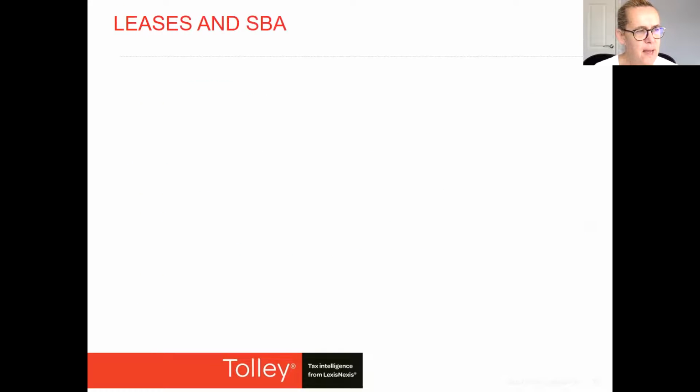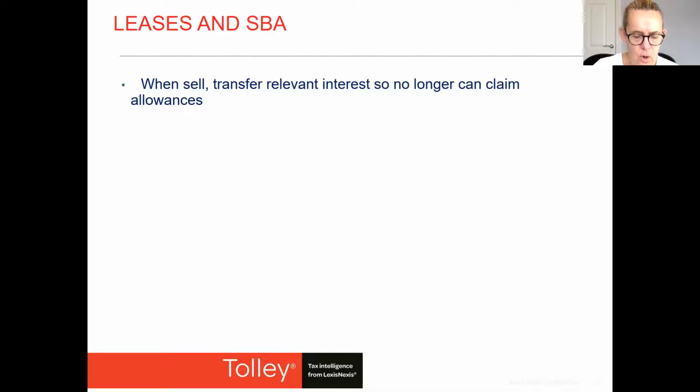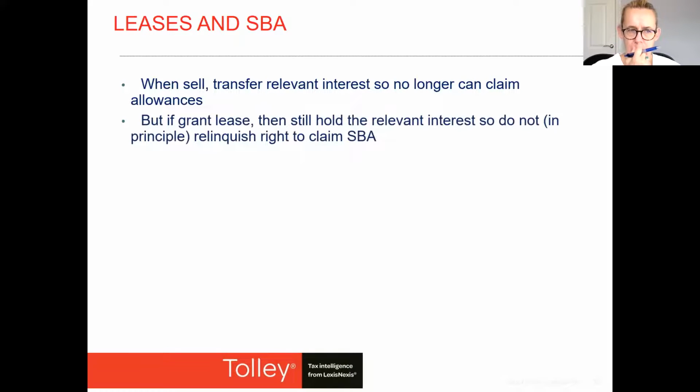So with SBAs, the complication sometimes comes when you have someone who owns a property and then grants a lease in that property. Now, when you sell a property, you are transferring the relevant interest. You are transferring your freehold interest. So you are no longer going to be able to claim any allowances. That's fairly straightforward. But of course, if you grant a leasehold interest, then you do still own the relevant interest. So in principle, you don't relinquish the right to claim the SBAs.